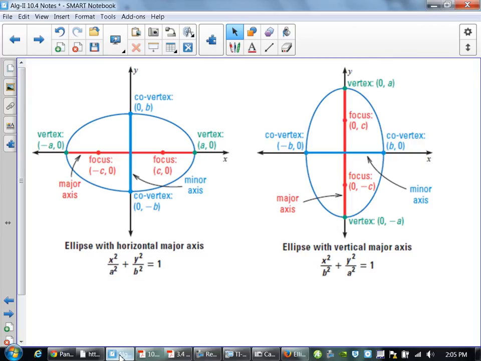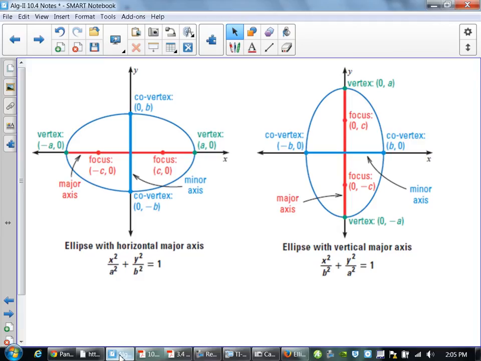When you are stretched horizontally, your vertices go horizontal. So today our vertices are going to be marked at some value of (a, 0) and (negative a, 0). Since we're centered at the origin, the distance from the center to a vertex is A.